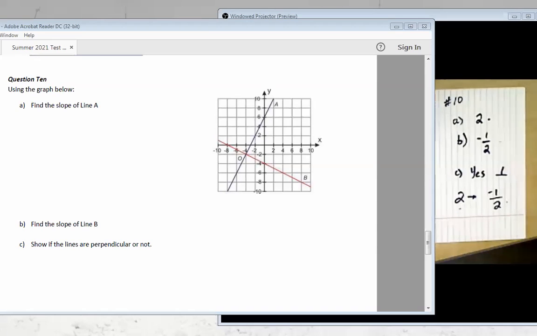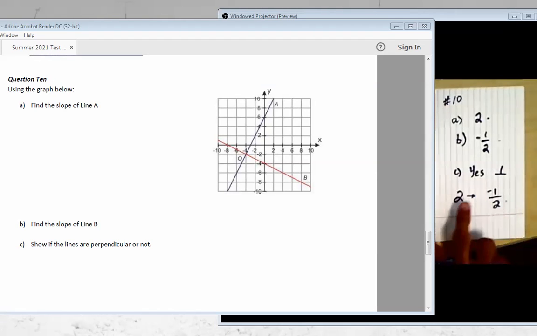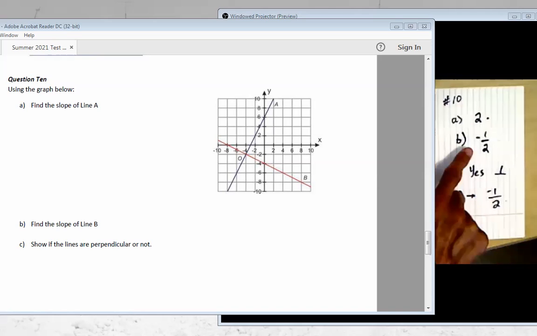For C, yeah, exactly. So yes, they are, and why? Because if you start with 2, turn it upside down, there's the reciprocal, and switch the sign, then you get the other slope. Okay, so yes, they are perpendicular to one another.